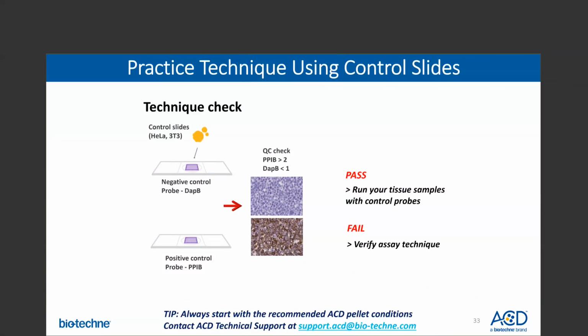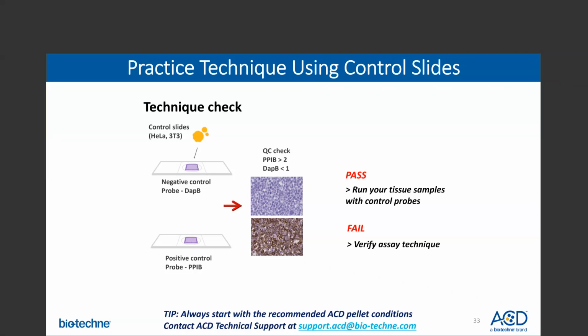Once this is done, what you should expect is very little background with the DapB negative control probe and robust staining with the positive control probe, which is for the PPIB gene shown on the bottom image here. If this works out well, then you should go ahead and run your tissue samples with control probes. If not, we recommend that you verify the assay technique.